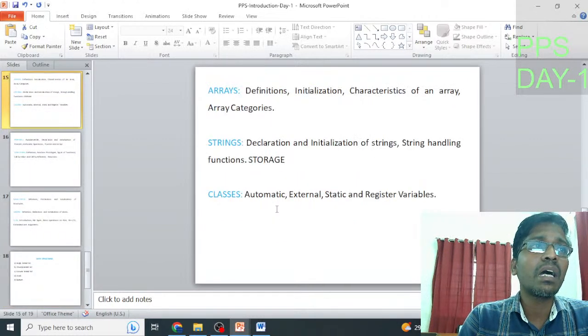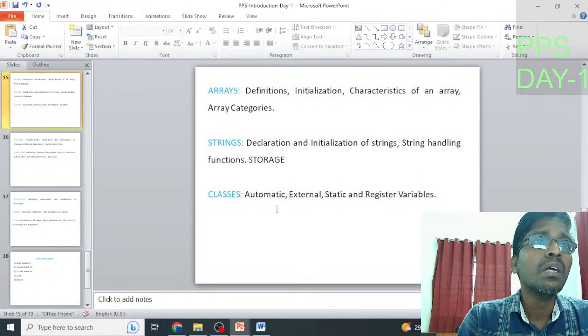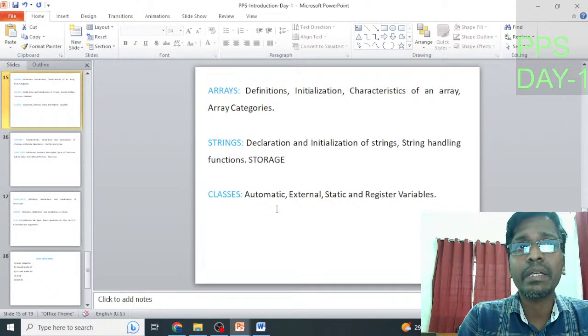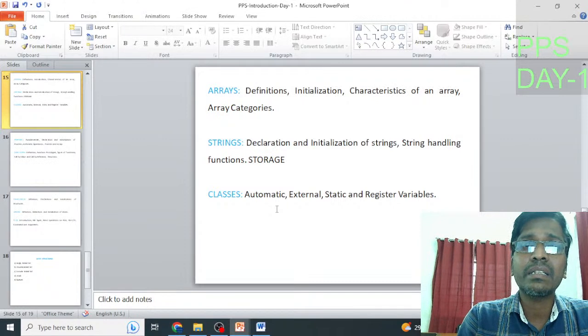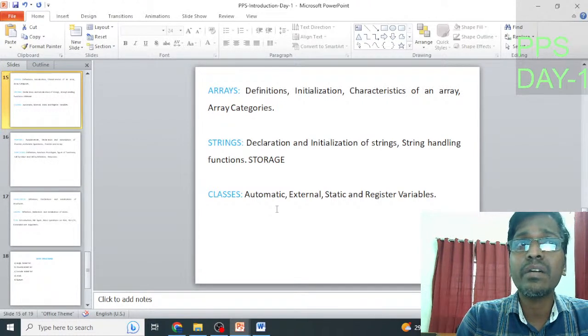And after that, I will cover in this entire 30 day program, arrays. So what is the definition of an array, how are we going to initialize an array, what are the characteristics of an array, and the different categories of arrays.